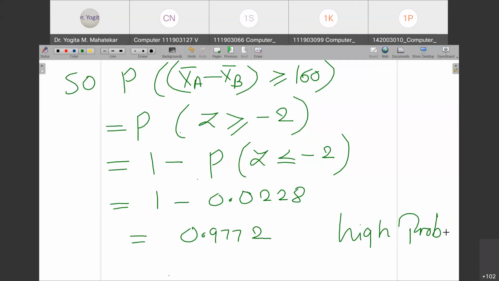So now you tell me which brand you will choose. Brand A. Why? What is the reason? We have more lifetime. So, brand A bulb we will choose because its lifetime is better than brand B bulbs. I am in favor of manufacturer A.